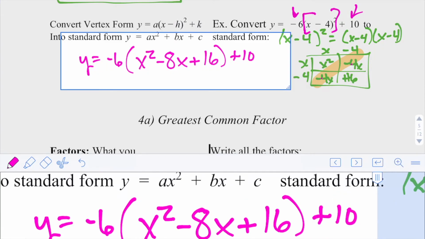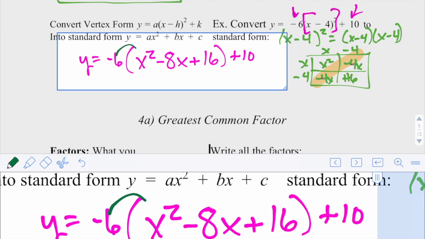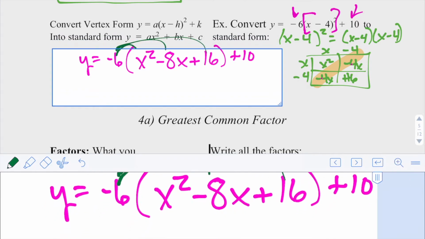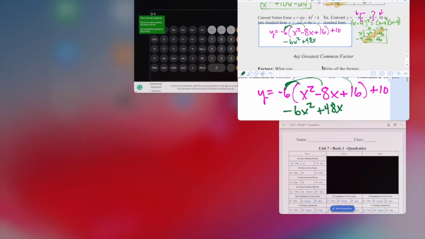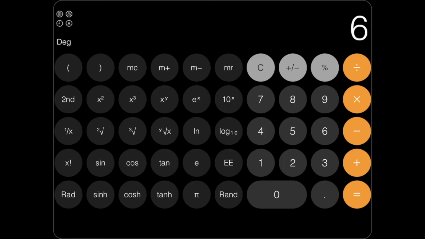So now all I have to do is distribute the -6 into this quadratic. I know there's a lot of steps. Just stay with it. -6x squared. Well, -6 times -8 is positive 48x. And then -6 times 16. I don't know that off the top of my head, so I'm going to go to my calculator, which is -96.